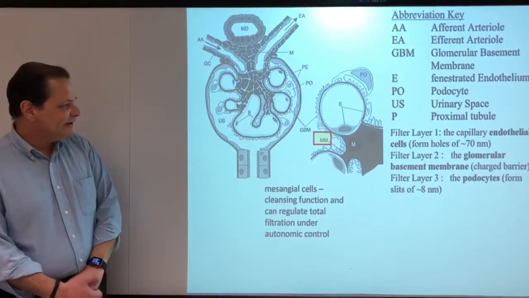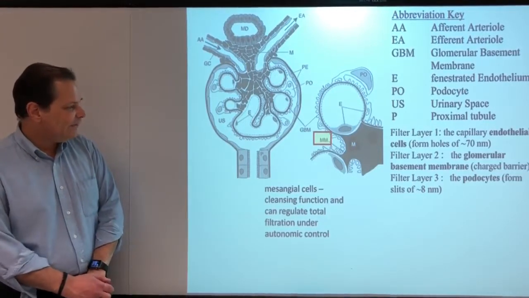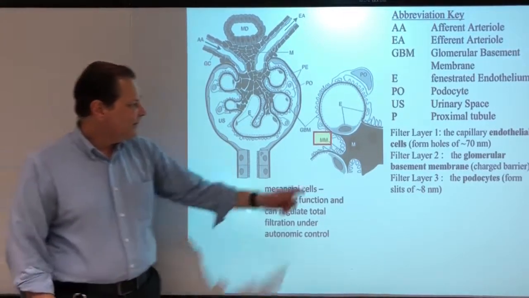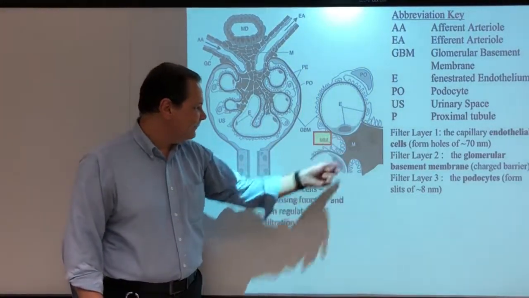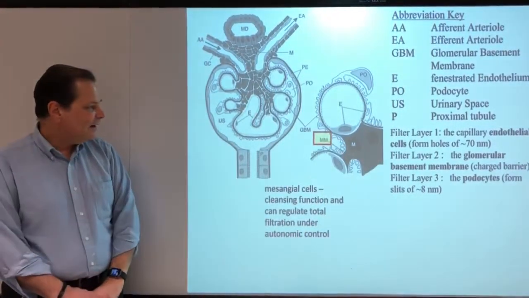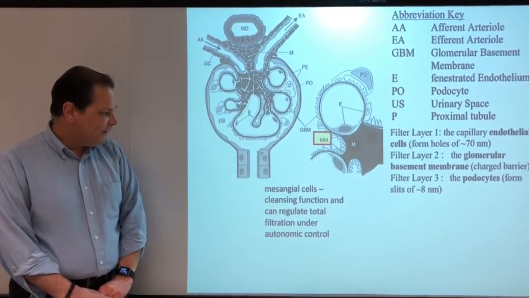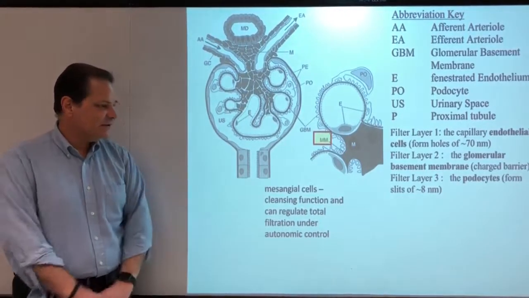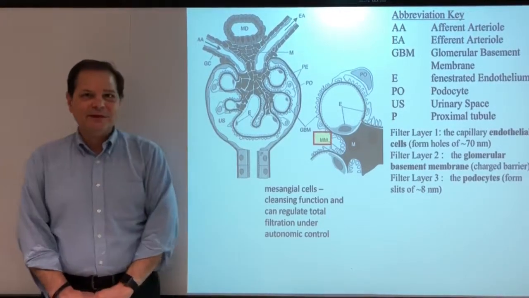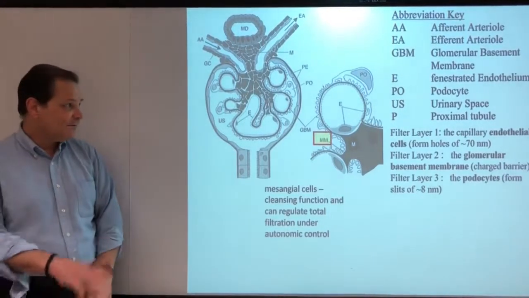Notice that there are mesangial cells in here. We're not going to talk a whole lot about them in this video, but they have a function. They clean up this area and keep it free of debris. And they also can regulate filtration. They're under control of the autonomic nervous system, and that's pretty much all we're going to say about that for right now.